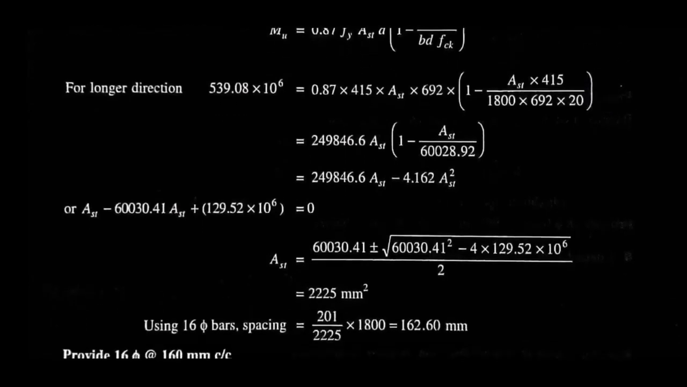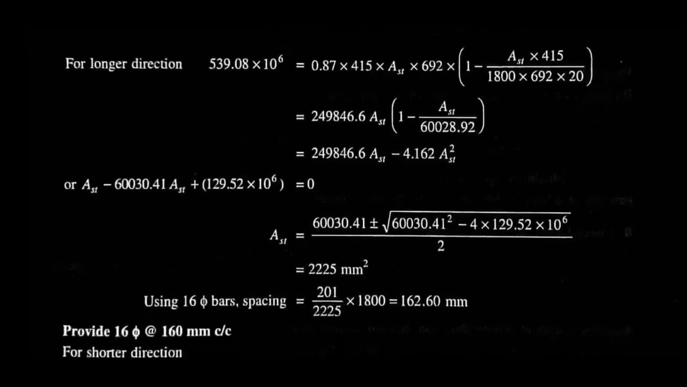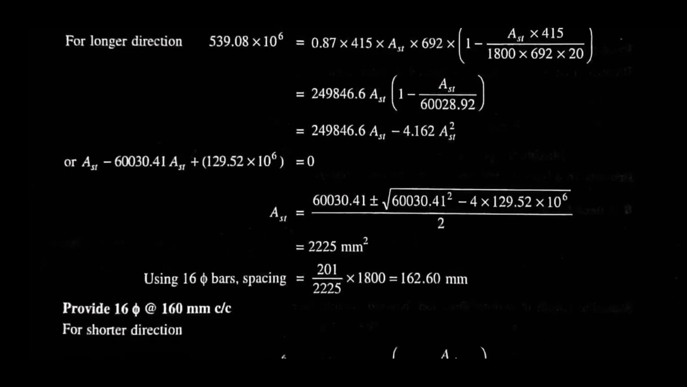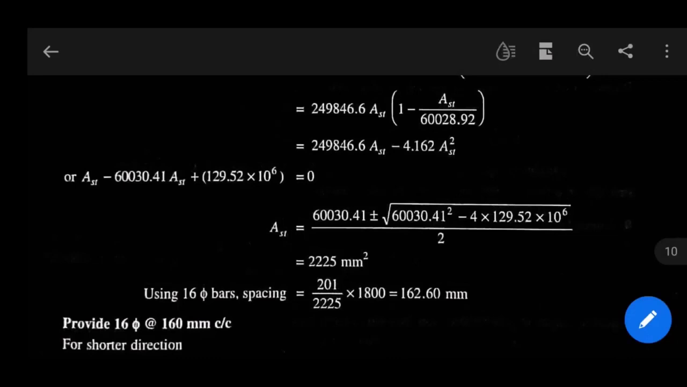So again we have to apply Sridharacharya's formula. So AST is equal to 60030.41 plus minus root over 60030.41 square minus 4 into 129.52 into 10 to the power 6, by 2, that is equal to 2225 mm square. Now using 16 mm dia bar, the spacing will be 201 by 2225 into 1800, that is equal to 162.60 mm. So we can provide 16 mm dia bar at the rate of 160 mm center to center.